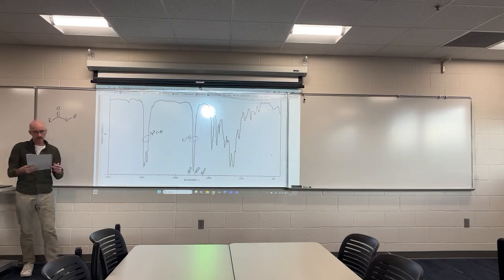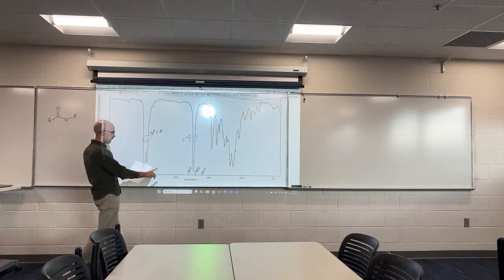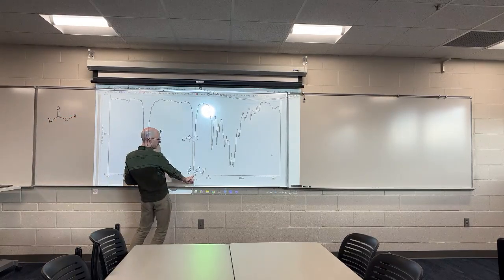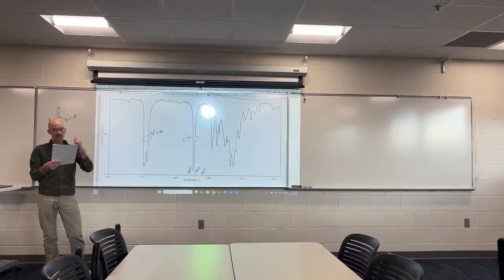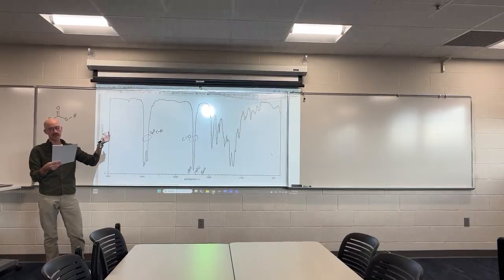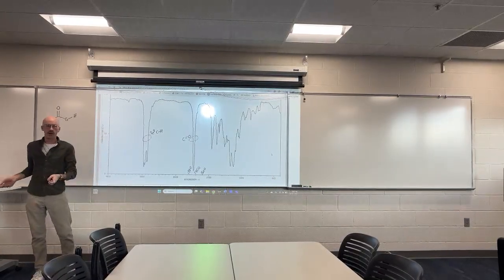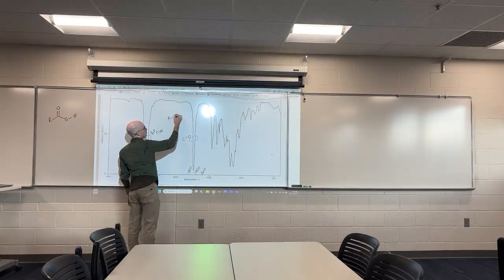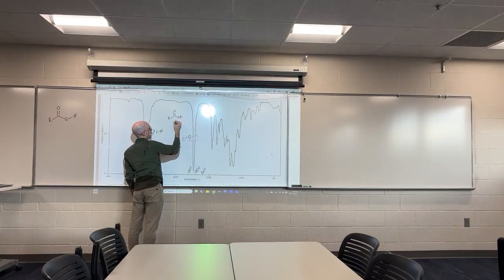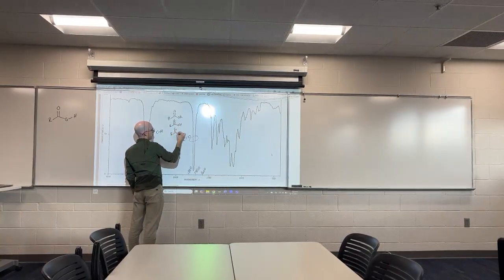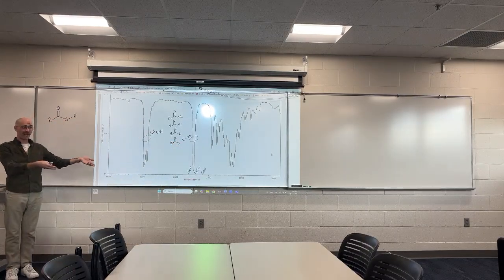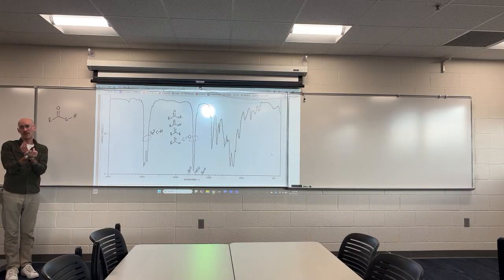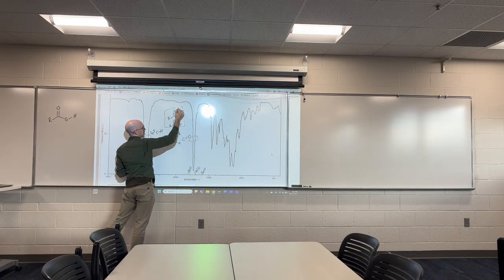And we can try to make a guess about what it is. This looks like less than 1750, maybe like 1725, which means that it could be the C=O double bond of an ester, a carboxylic acid, a ketone, or an aldehyde. I'm just going to sketch these out for a second. Could be an ester, could be a carboxylic acid, could be a ketone, could be an aldehyde. Just based on where that peak is, it falls in the overlap of those families.